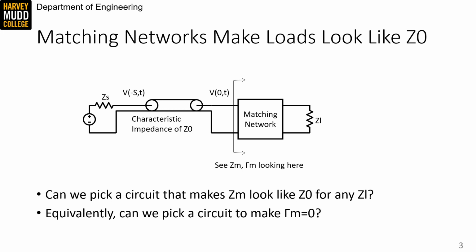called a matching network. We've seen that adding components in shunts or series changes where a load is represented on a Smith chart, and we're going to use that fact to make loads look like 50 ohms by adding the right shunt and series components. We're calling the impedance looking into a matching network ZM, and we're calling the reflection coefficient looking into a matching network gamma M. We're trying to put a circuit in the matching network box that will set gamma M to 0, or equivalently, set the value of ZM equal to Z0.